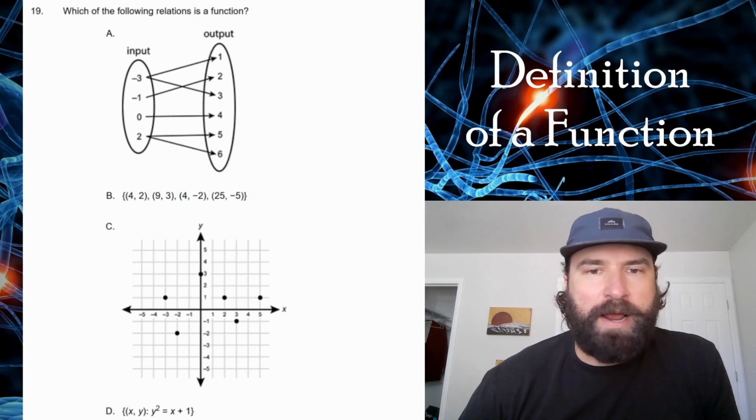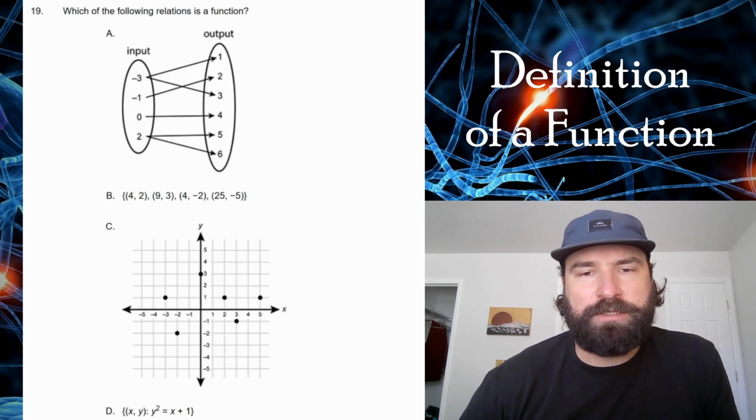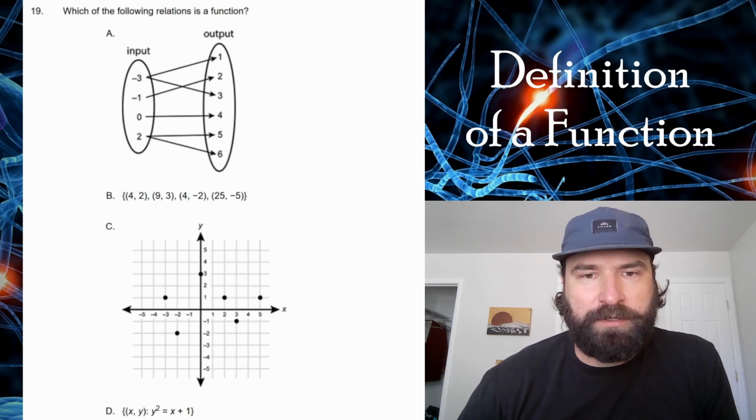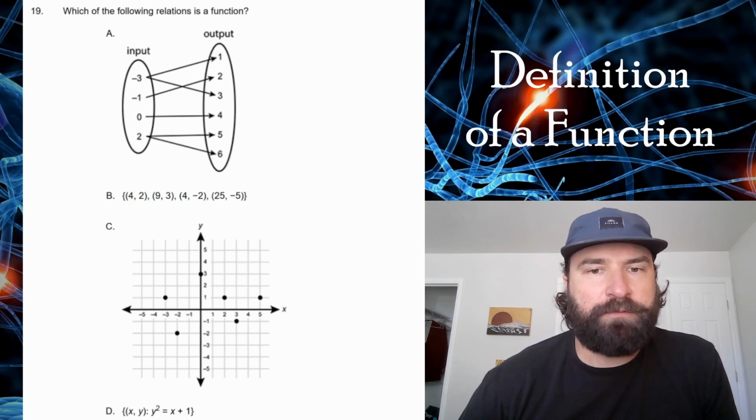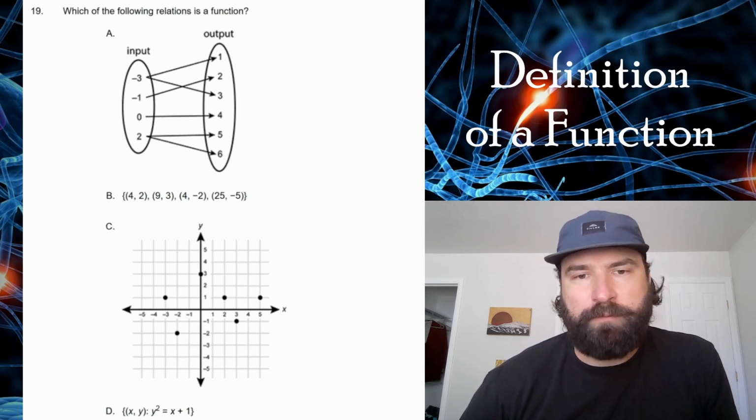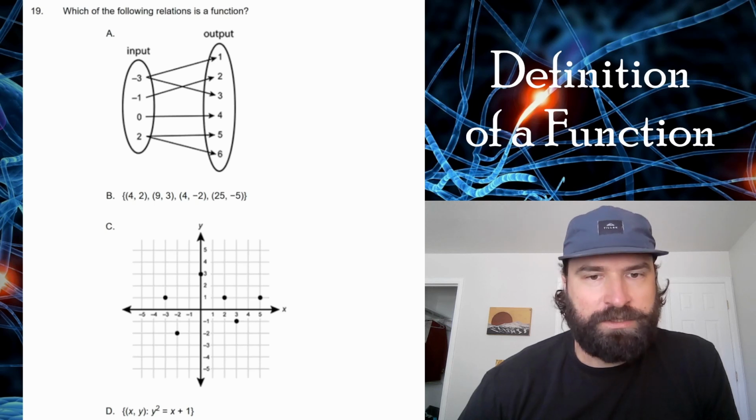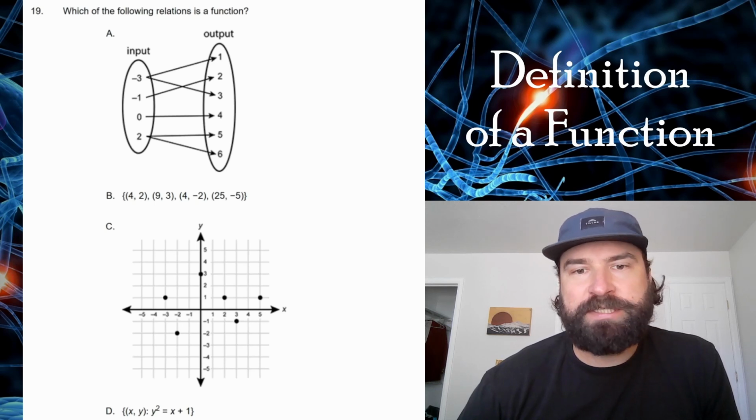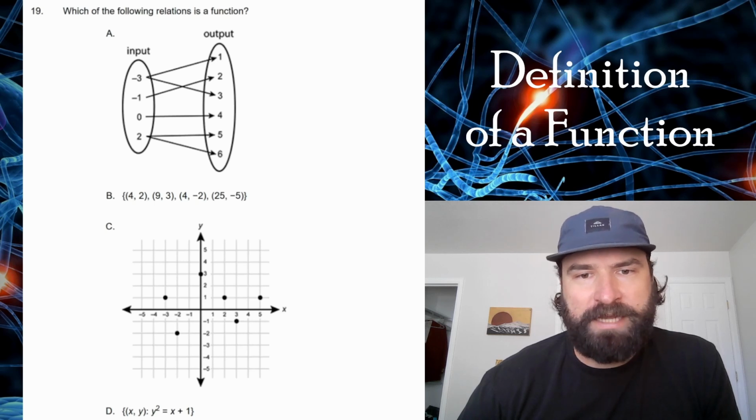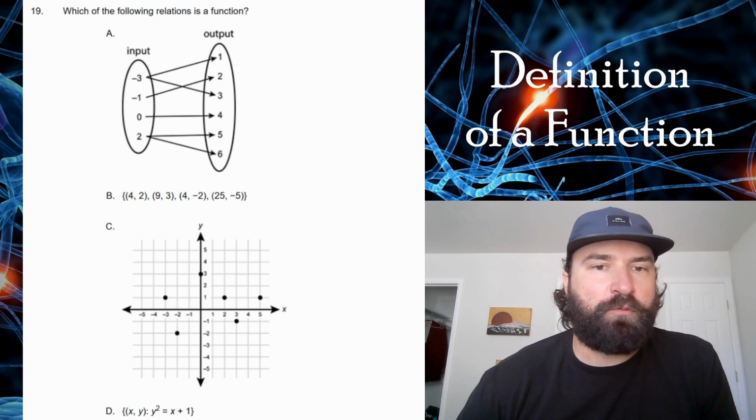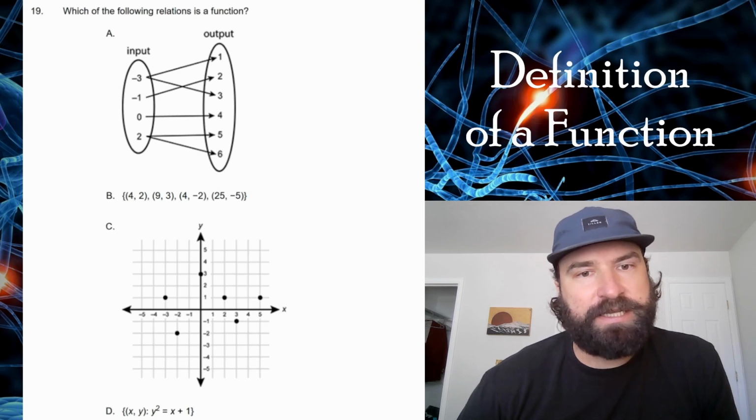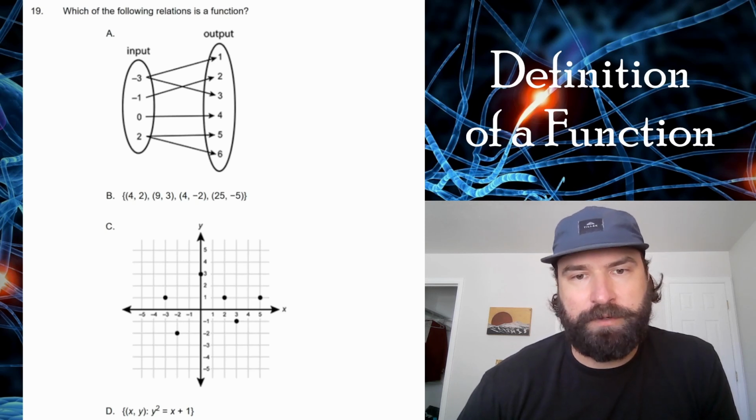So C is a graph. And typically in graphs, we like to use the vertical line test, which means that if you can draw a vertical line that touches two different points on the graph, then that is not a function. So here we've got a bunch of random scattered points, but none of the points are stacked on top of each other. So for every x value that exists as a point on this graph, there's a different y value. So C actually is a function, as it passes the vertical line test.